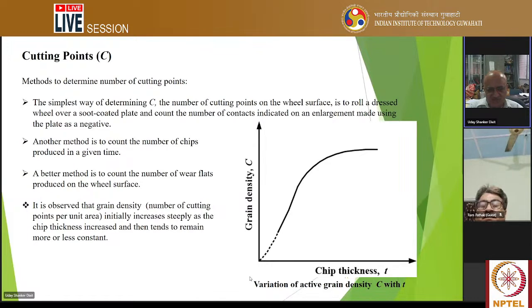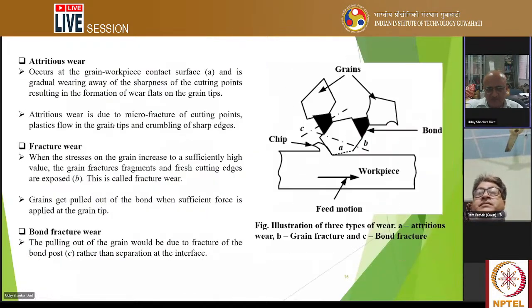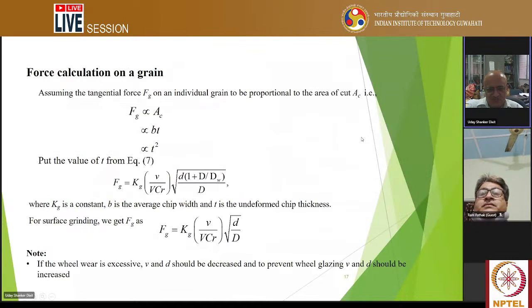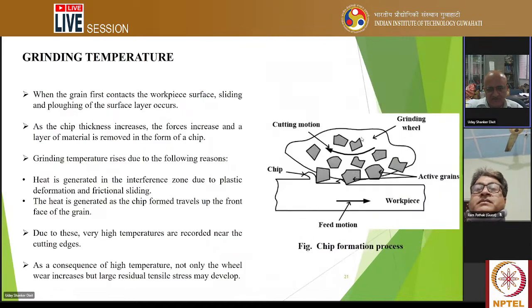Okay, and grinding force and specific energy. Here it is emphasized that if the chip thickness is very small, then the specific energy will be very high. Okay, so we will see different types of wear. Bond fracture wear. Bond should not be too strong also. Sometimes the bond should release the grains. That's why grinding is called a self-sharpening action. Okay, and grinding temperature.